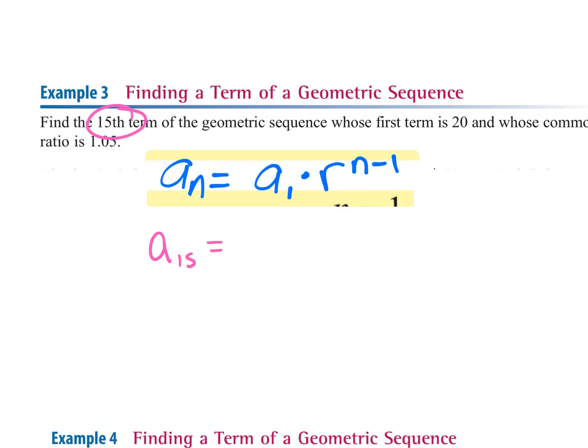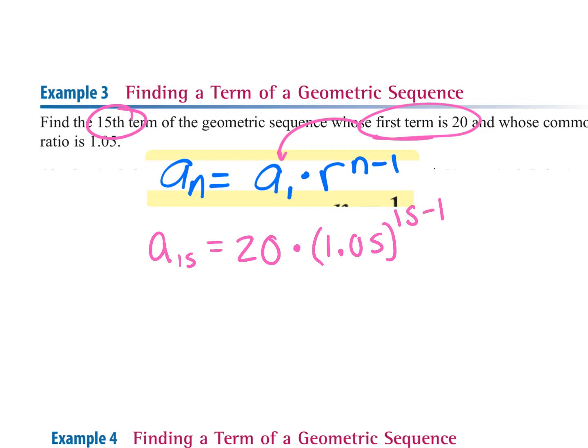What is our first term? 20. First term is 20, so that goes in a sub 1. What's our ratio? 1.05. What is n? 15, and then minus 1.